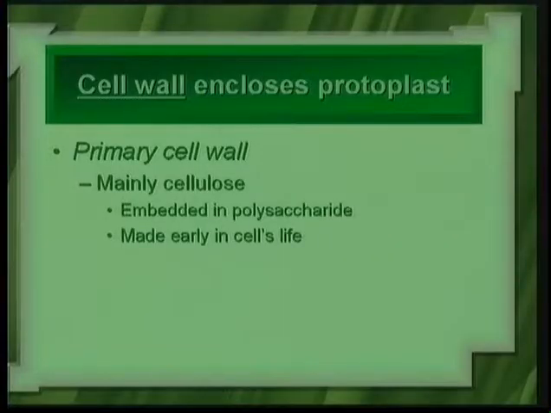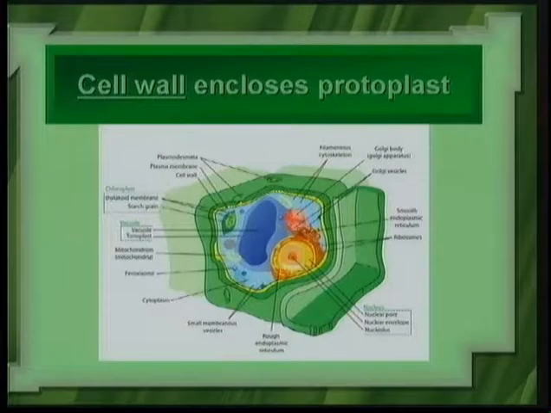So the primary cell wall is made mostly of cellulose, and this particular substance is made very early in the cell's life. It actually happens right after the cell becomes a cell. So we'll talk about that more in our next session where we're going to be talking about mitosis and cell division, or cell reproduction.